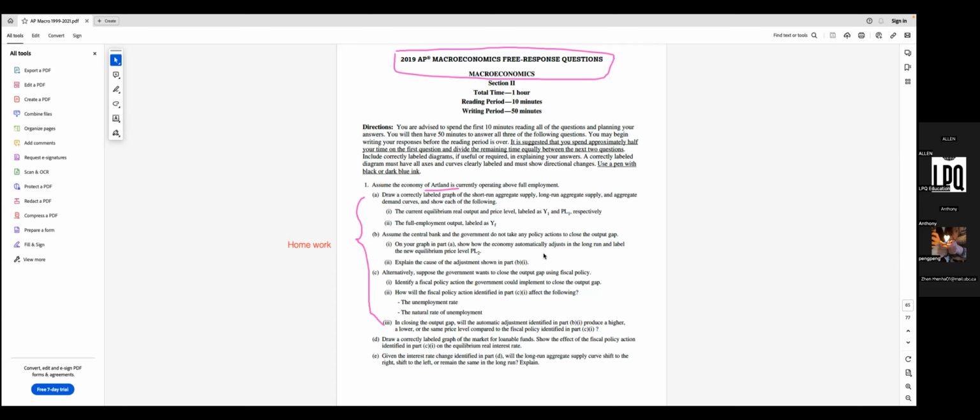But now you need to be careful. We learned two different ways to do that adjustment. The first one is called automatic adjustment, basically about number two. Another way is called fiscal policy, basically about number three. And for question C, you compare number two and number three: what different consequences we can get if you use different ways to do the adjustment.